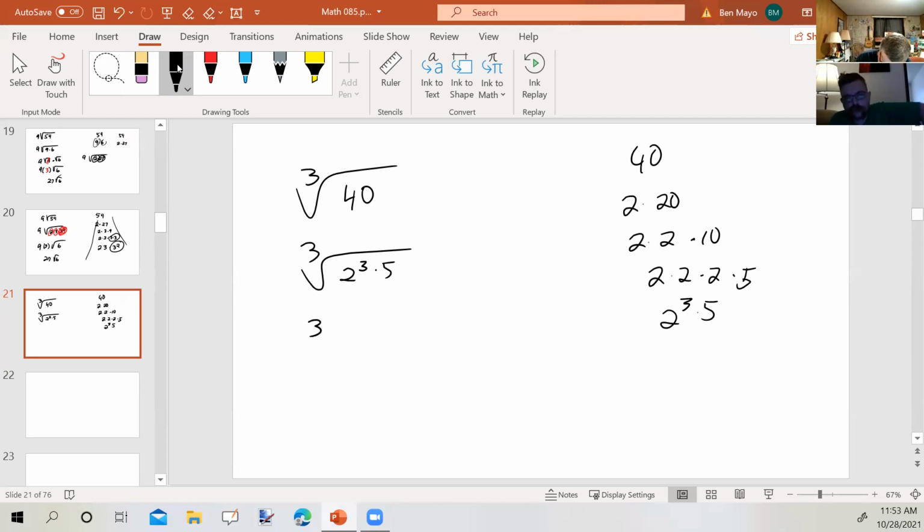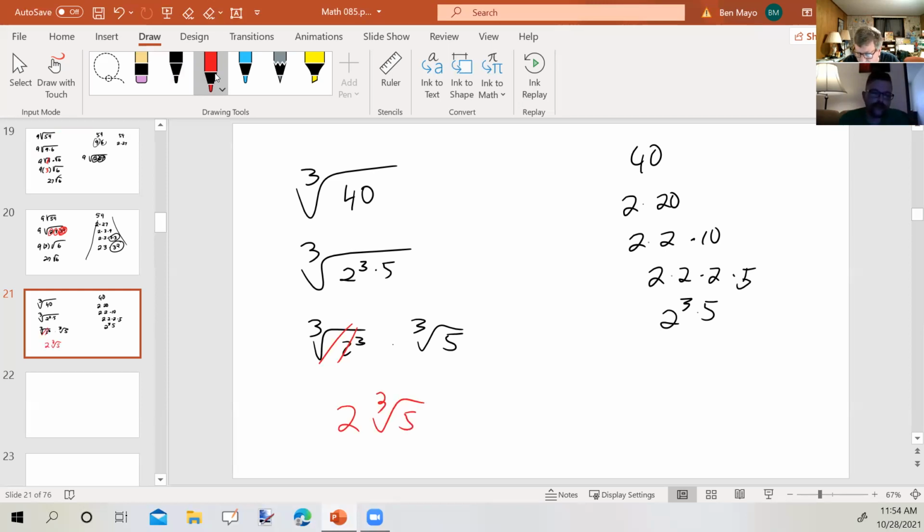Now, I skipped a step on the last problem. So I could do this, and then this would become a 2 outside, so you'd have 2 cube roots of 5. You seeing that? No? Okay, let's back up. Are you okay how I got there? All right, so here we have the nth root of a to the n, the cube root of 2 cubed, so that becomes a 2 outside.